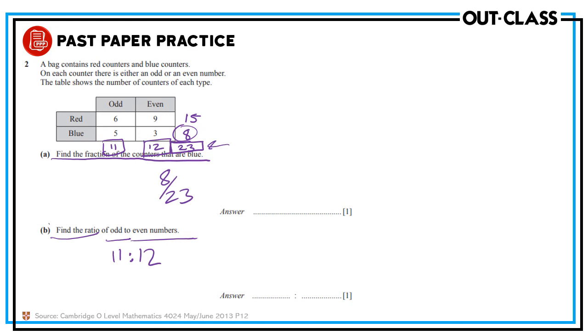When they ask for ratio, I would like you to write it like this. Even though fraction is correct, you won't lose marks, but I think the technically correct answer is to show it like that as a ratio.